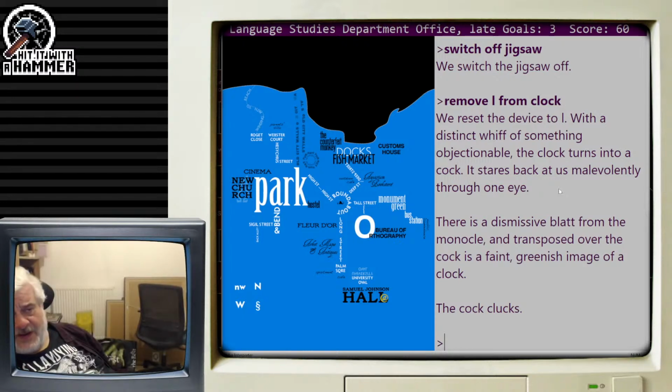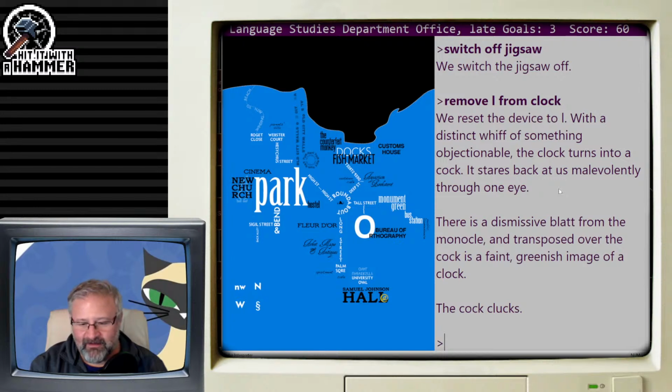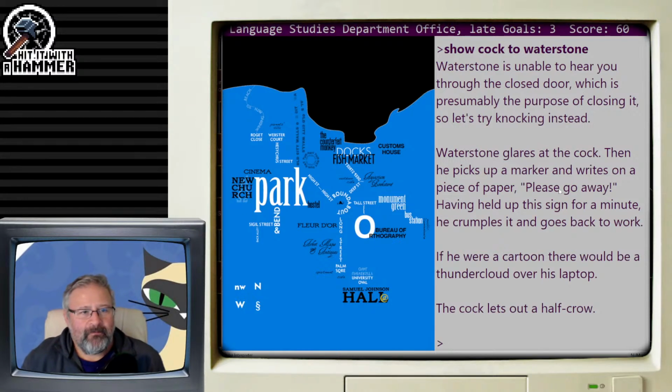Definitely save, because we're about to prove to a professor. We might need to go and get someone to whack it with a homonym paddle. Okay. I mean, I don't like to say this, but show cock to Waterstone. Nope. Waterstone glares at the cock, then picks up a marker, writes on the piece of paper, "Please go away." Having held up this sign for a minute, he crumples it and goes back to work.